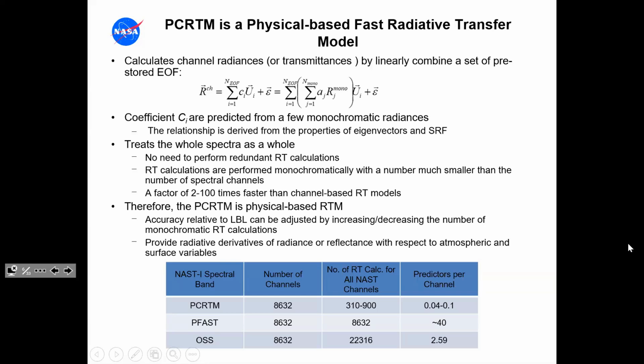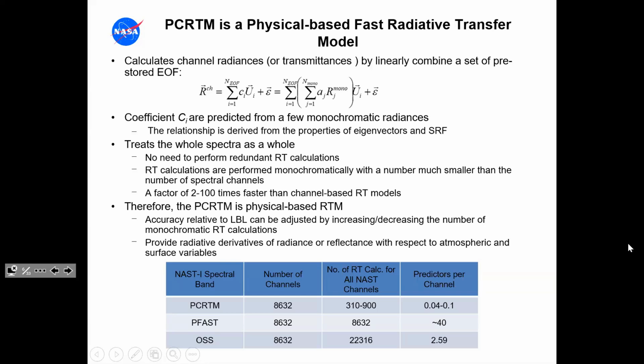So if you want to convert back to the original channel spectral, you just multiply that weight by the eigenvector, and you will get the original measurements. Okay, so it's very accurate. So PCRTM finds a way to predict that projection coefficient, which in this way is called C.